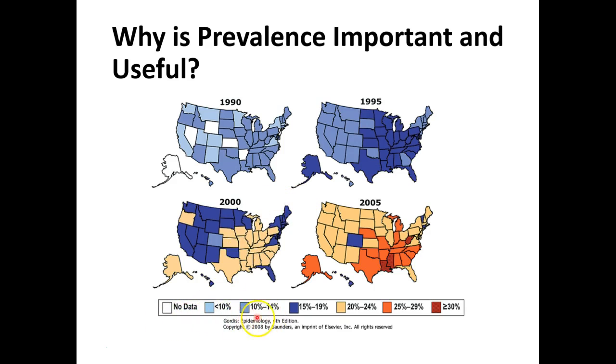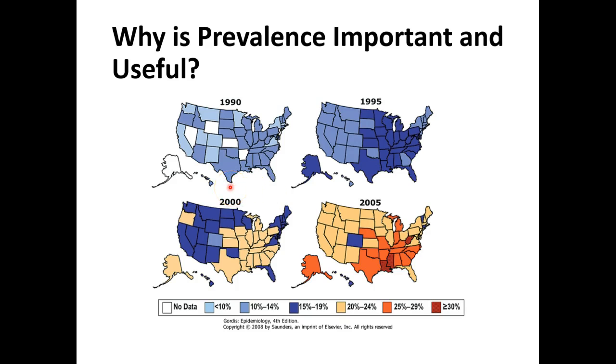Across here is the key. You can see that if the state is white, there's no data. This light blue is less than 10% of the population was classified as obese. Here's 10 to 14, 15 to 19, 20 to 24, 25 to 29, and greater than 30%. So what we want to look at is what is the prevalence and how is it changing.